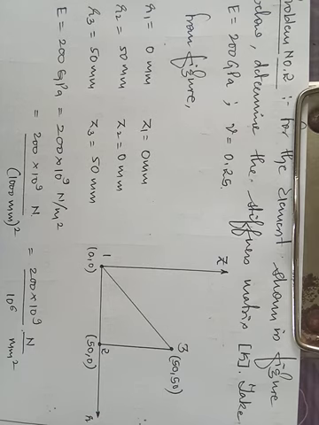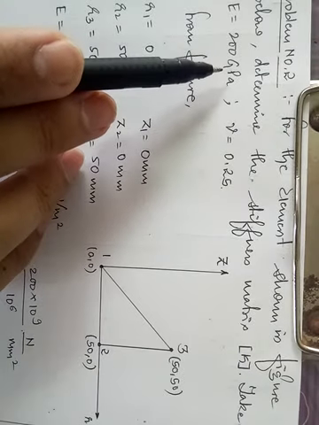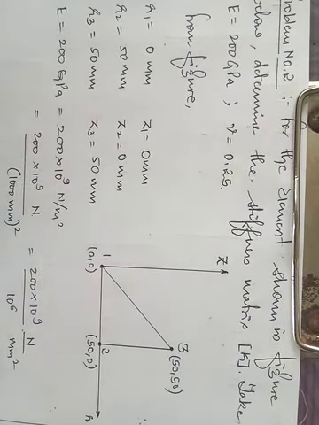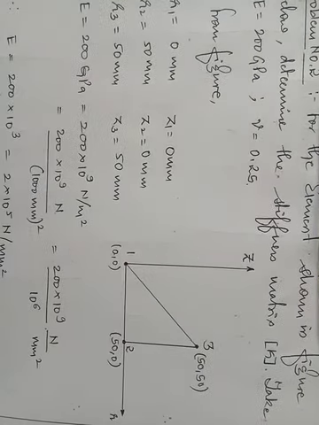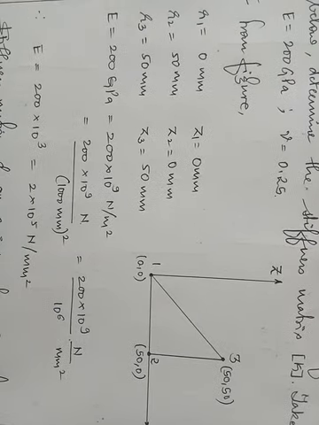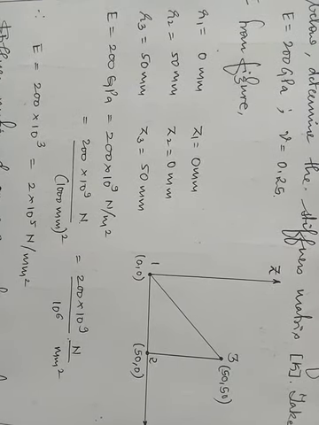Then Young's modulus is given as 200 GPa, and the dimensions are in mm. When I say GPa, it is gigapascals. I need to convert it into Newton per mm square. So I have written the conversion for you. By this time I expect that you should know this conversion. If you do not know it, please go through this.